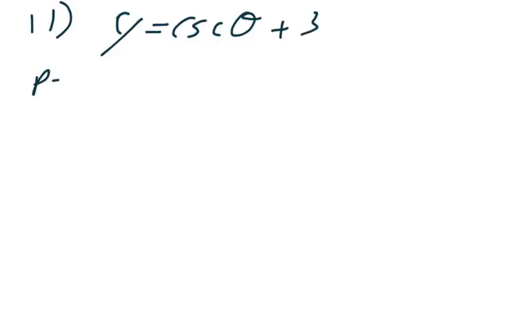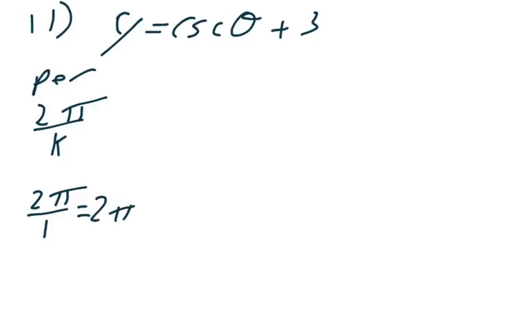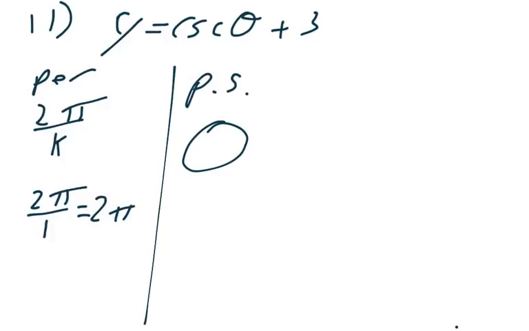Alright, for number 11, this one's about as easy as we can get. Cosecant of theta plus 3. For this, the period is equal to 2 pi over k. And this time it's 2 pi over 1, which is just 2 pi. The phase shift, because there is nothing in parentheses, is 0. And the vertical shift, which is always easiest, is 3.